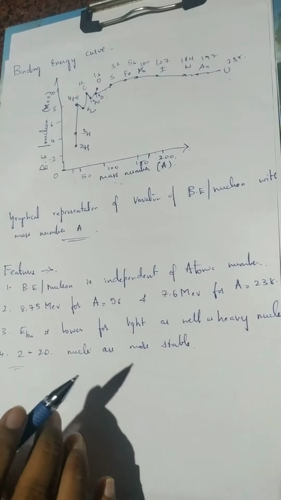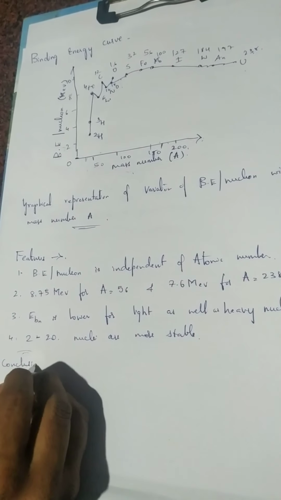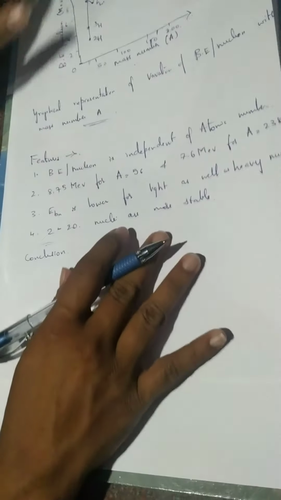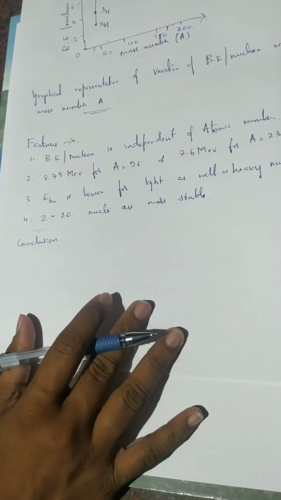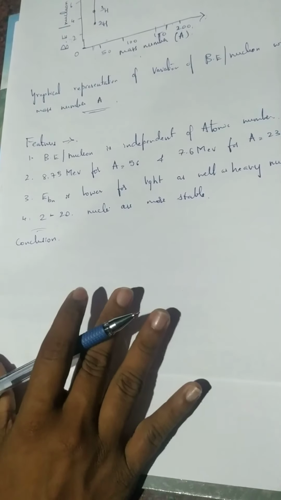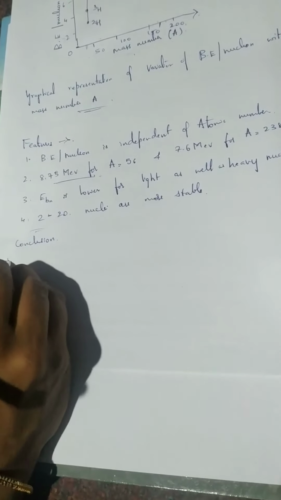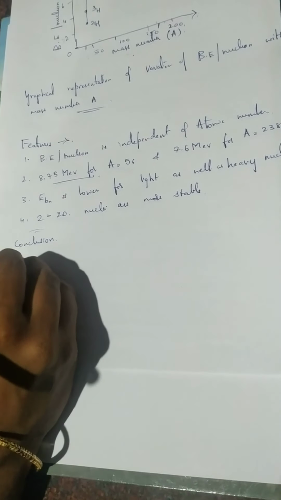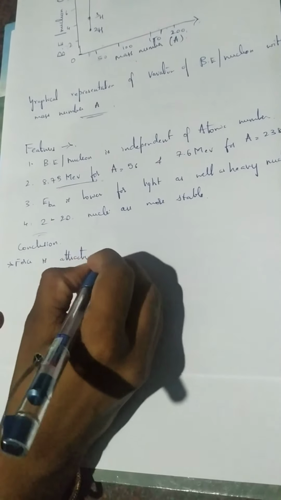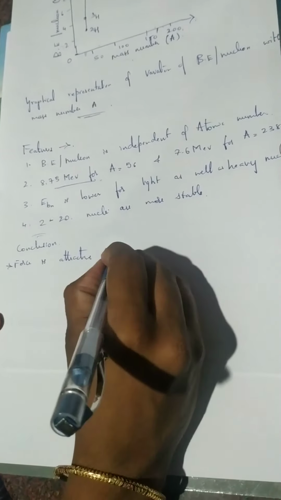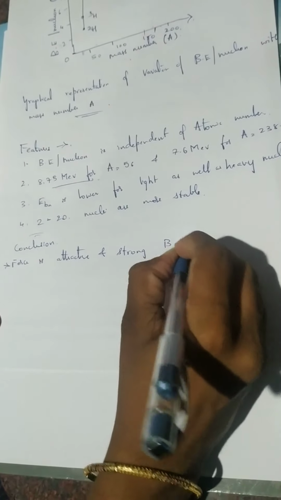Okay, students. And next is the conclusion. What conclusion can we get from the binding energy curve? The force is attractive and sufficiently strong to produce binding energy of a few mega electron volt. We have seen this, right? We have the maximum value here. So it gives the conclusion that the force is attractive and strong enough to produce binding energy.